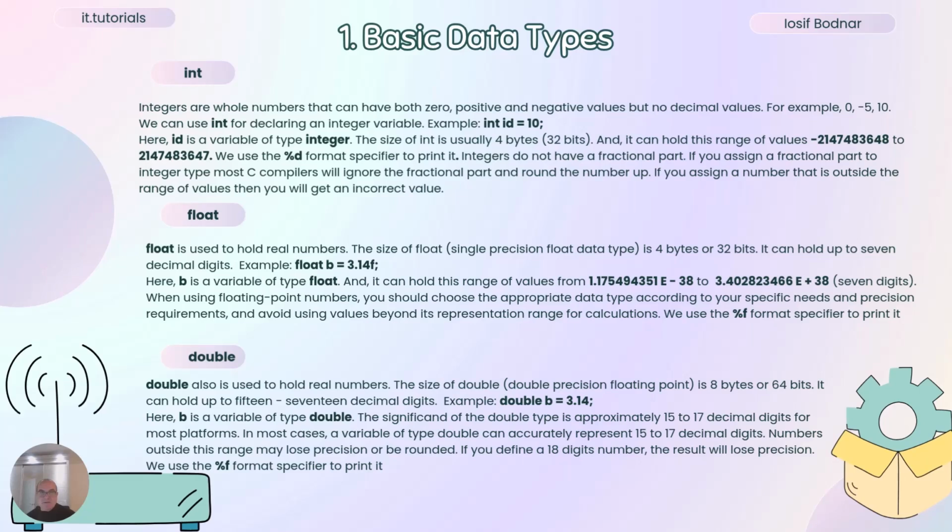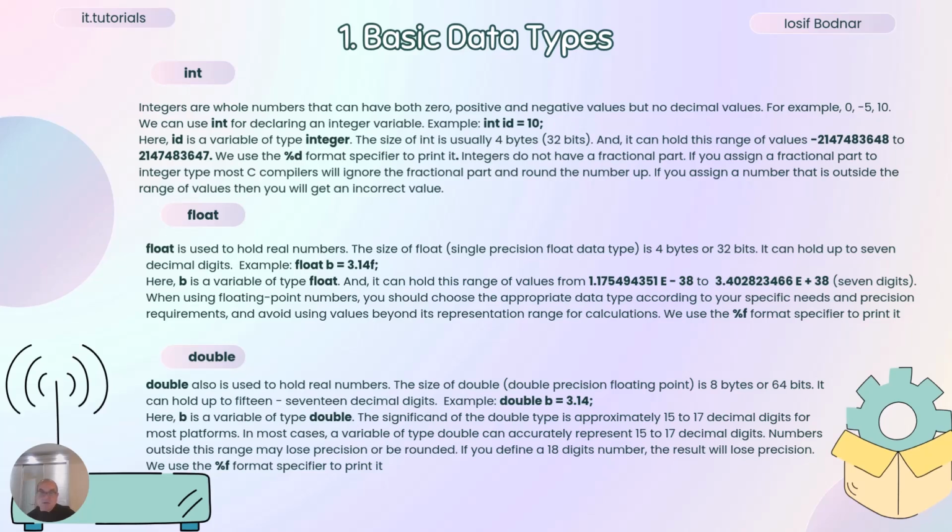So the next basic data type is double. Double also is used to hold real numbers. The size of double, which is called also double precision floating point, because it can hold approximately 15 up to 17 decimal digits, approximately double than the float, as you can see, is 8 bytes. So the size of this type in memory is 8 bytes, which represents 64 bits, because 8 times 8 is 64 bits. It can hold up to 15, 17 decimal digits, as I said.